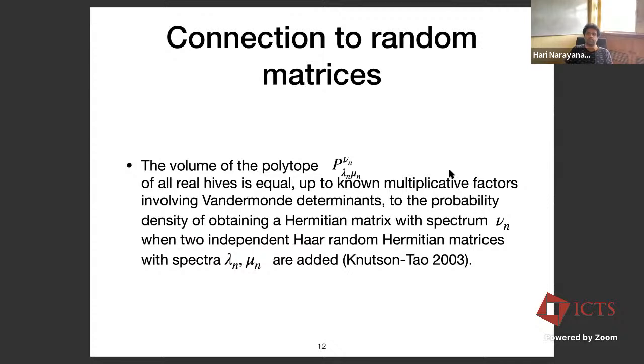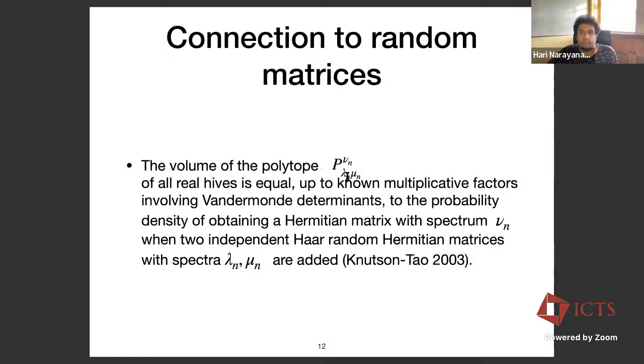So now I'm going to start moving into the main topic of our talk. So far, I was giving the background and the motivation. So the volume of P, lambda, mu, nu. Now instead of calling it lambda, mu, and nu, I'm putting an index n because we are going to basically look at continuous functions on these triangles and have a subdivision by 1 by n on the sides. So the n is for the subdivision length.